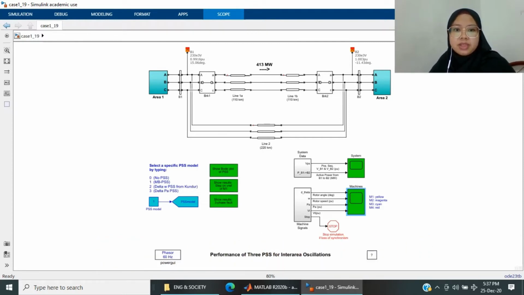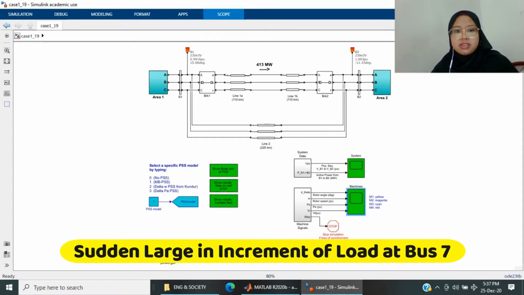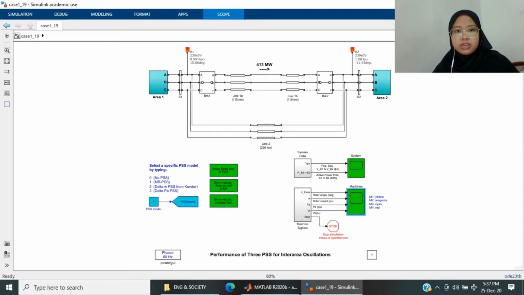For my part, I will present the result and discussion for case 1 and case 2, which is sudden large increment of load at bus 7 and sudden large decrement of load at bus 7.